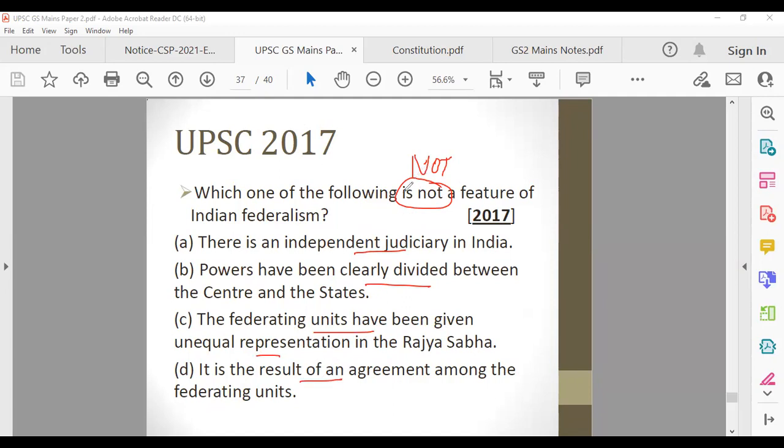So what do you think is not a feature? Independent judiciary we have, and that is a federal feature. So this is gone. Powers have been clearly divided. Now people get confused here. What is the meaning of the term clearly divided? So let's keep it in the loop, man.